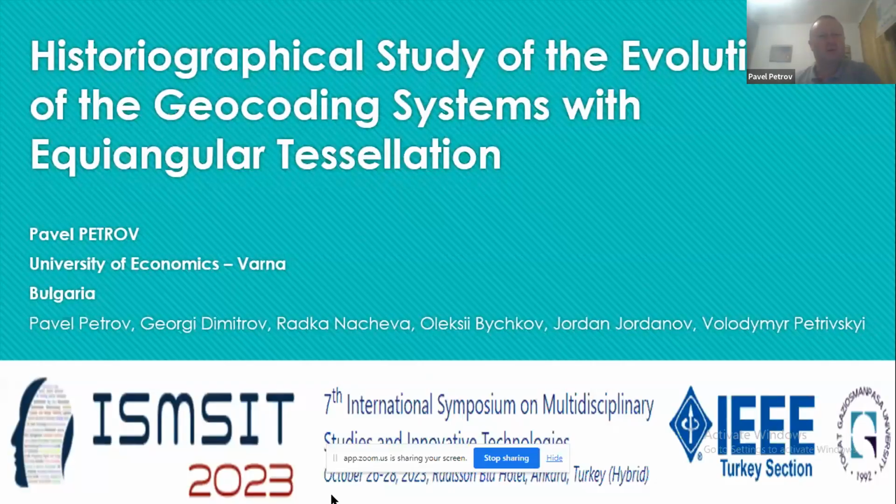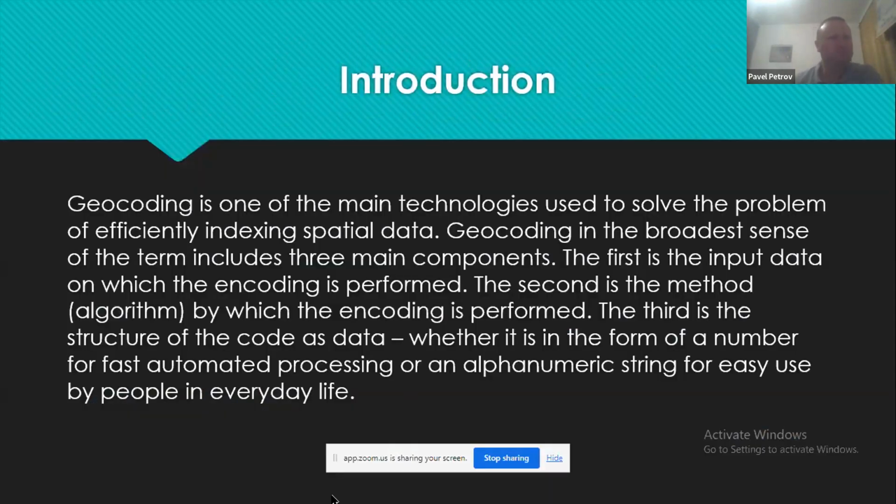Thank you for the opportunity to present my paper, our paper, Historiographical Study of the Evolution of Geocoding Systems. I am Pavel Petrov, University of Economics, Varna, Bulgaria. Nowadays, geolocation coordinates are obtained directly from devices supporting one or more of the global or regional navigation satellite systems: GPS, Galileo, BeiDou, GLONASS, QZSS from Japan, NavIC from India, etc.